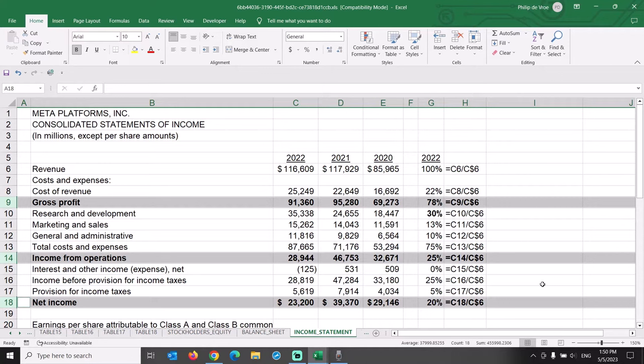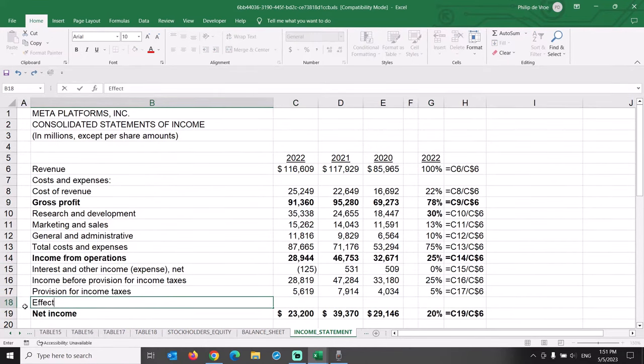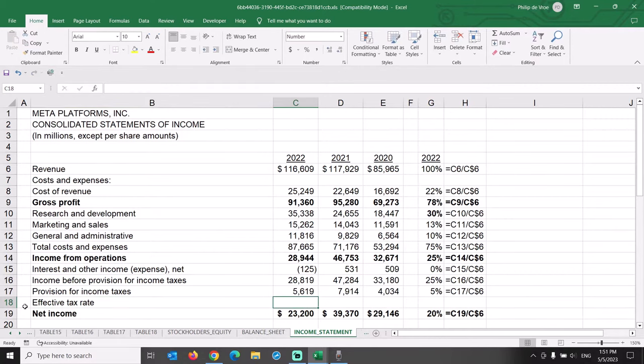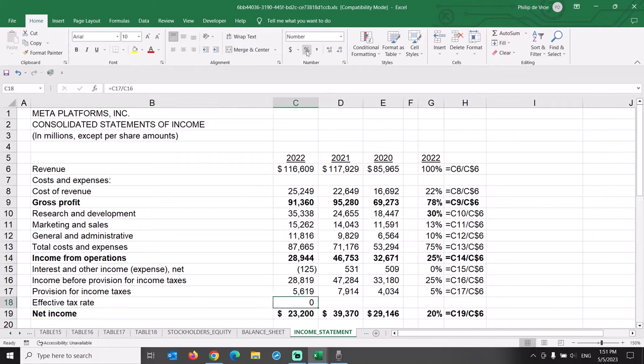Now we have expressed the key income statement metrics as a percentage of revenue, gross profit, operating income, and net income. We can analyze these over time or use them to compare Meta Platform's profitability to other tech companies. Down here, below provision for income taxes, we will also insert a line for effective tax rate, which equals C17 divided by C16. Provision for income taxes divided by the income before provision for income taxes. At 19%, the effective tax rate is very close to the US federal statutory income tax rate of 21%.